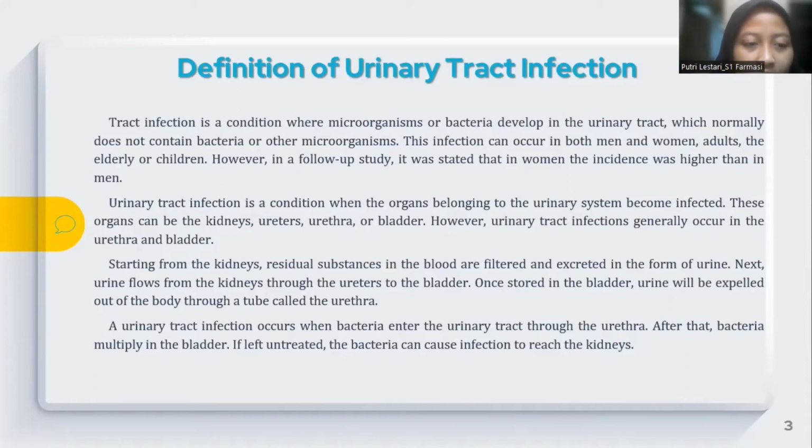A urinary tract infection occurs when bacteria enter the urinary tract through the urethra. After that, the bacteria multiply in the bladder, and if left untreated, the bacteria can cause infection to reach the kidneys.